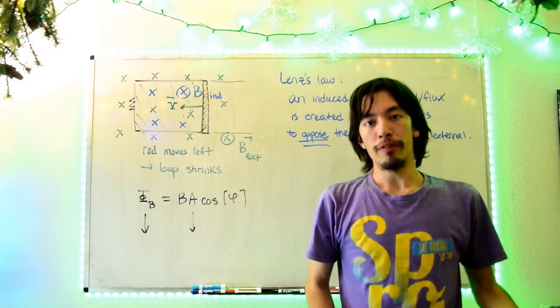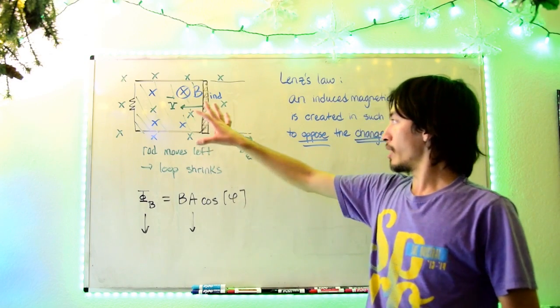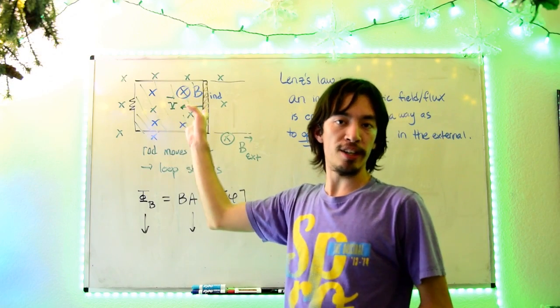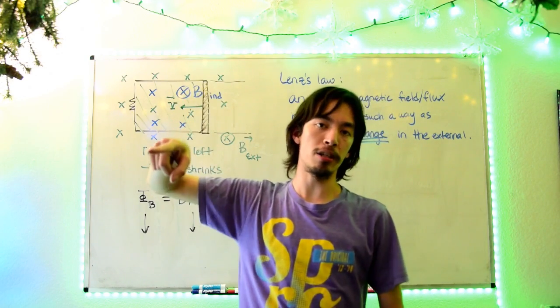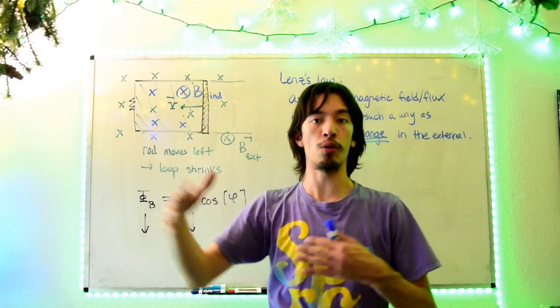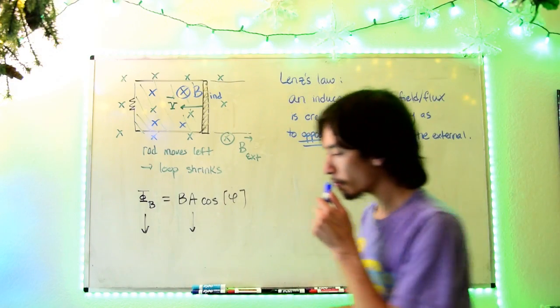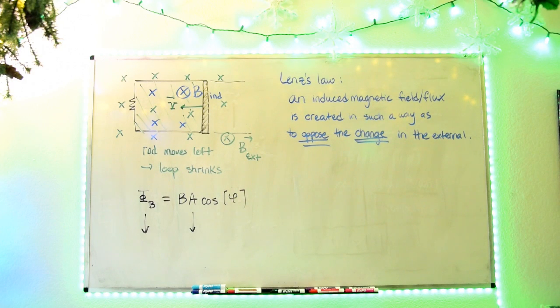The other thing that could have happened was if we said that the flux was instead increasing into the page, we would have said to point something out of the page to keep it from increasing. So remember, you're opposing either the increase or the decrease. I know that's one of the most confusing ideas, so if there are any questions on that, let me know.